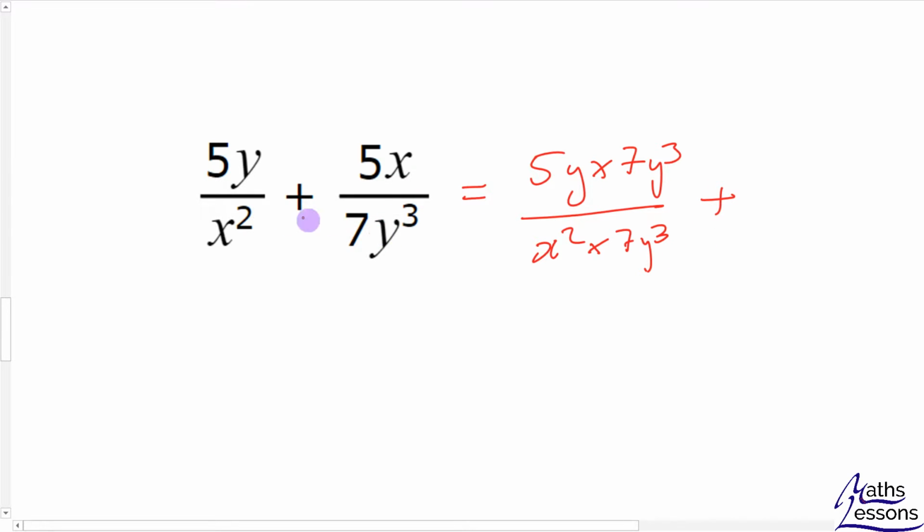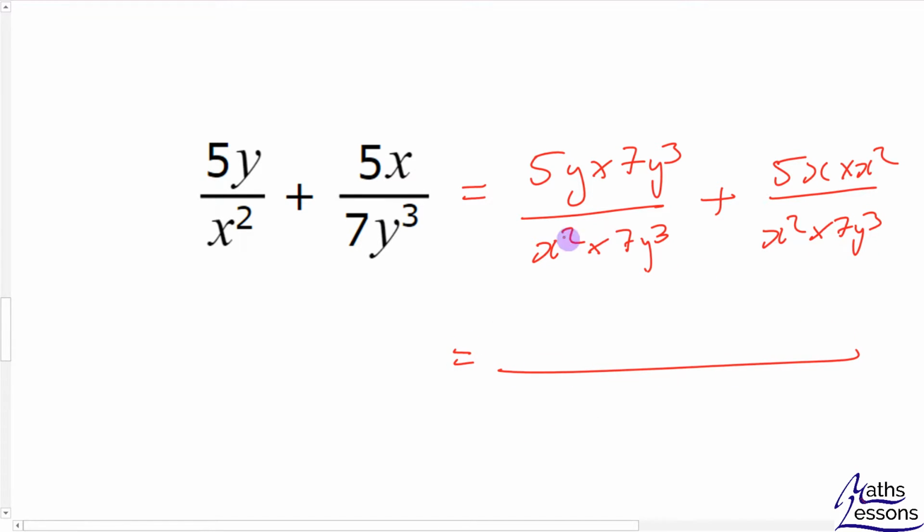Now I'm going to times this one by x squared on top and bottom. So I've got 5x times x squared on the top, and I've got x squared times 7y cubed at the bottom. So I've now got a common denominator. I'm just going to rearrange it to make it neater. 7x squared y cubed. And here we've got 7 times 5 is 35. y times y cubed is y to the 4. Plus x times x squared is x cubed, 5x cubed.